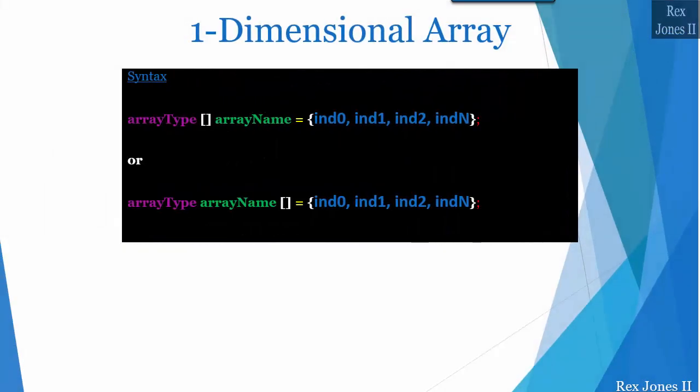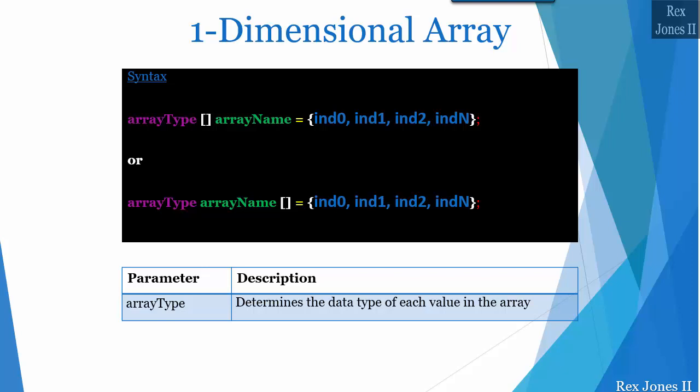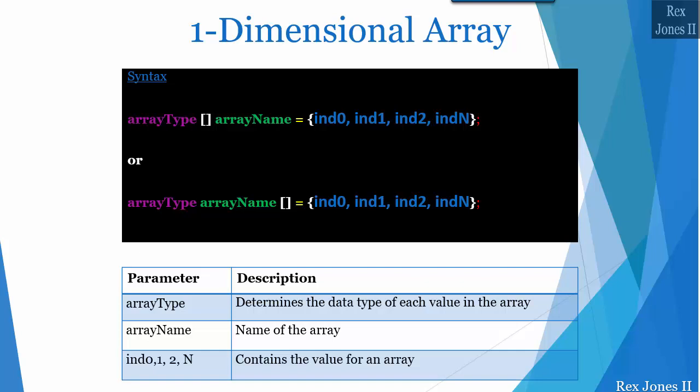As an introduction, here's the syntax for a one-dimensional array. We have array type, array name, and index. The array type is set when declaring an array. When the array is initialized, the number of elements must be set as well. Array type determines the data type of each value in the array. Array name is the name of the array, while index contains the value for an array.